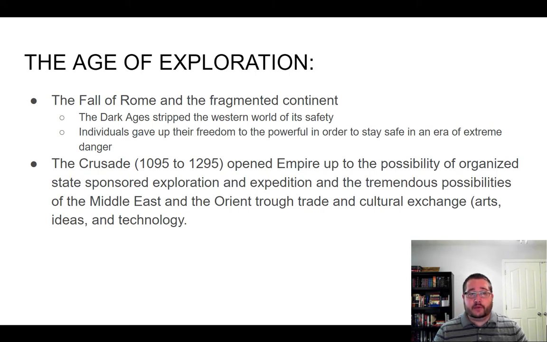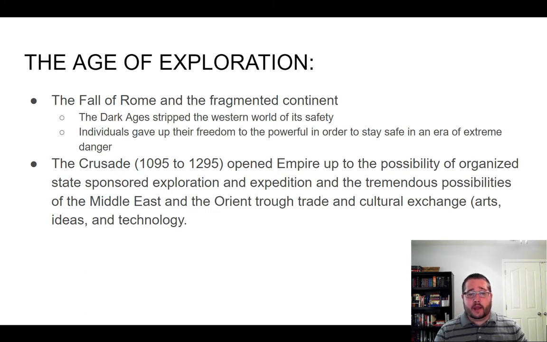People like King Richard the Lionhearted, from the popular film Robin Hood, or the children's film, are going to the Middle East to participate in this crusade. And what it does is it sets a precedent for state-sponsored excursions like this. And so when we see people like Da Gama and Magellan and Columbus later on in history, there's precedent for Marco Polo, there's precedent for these types of moves.